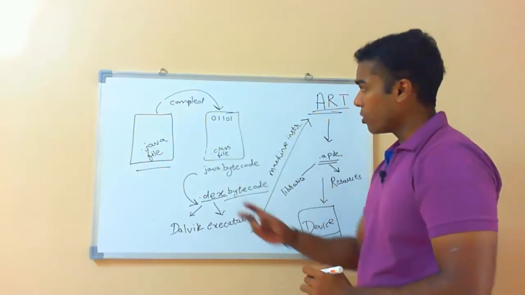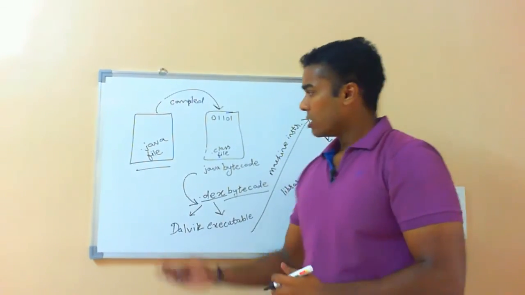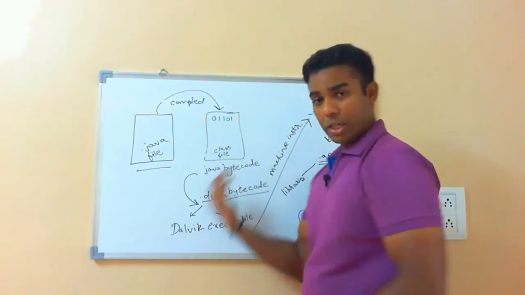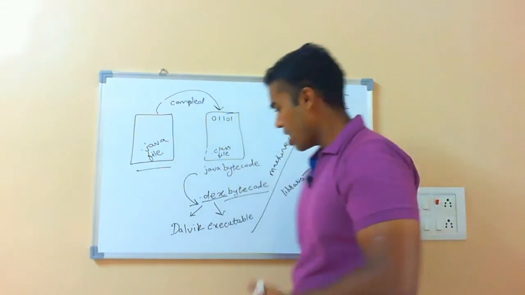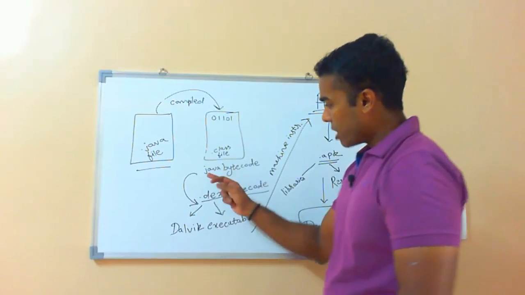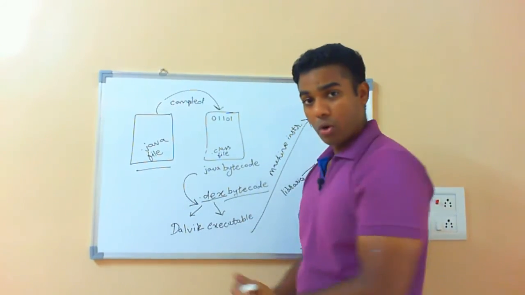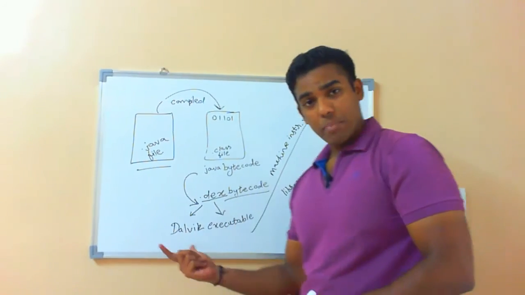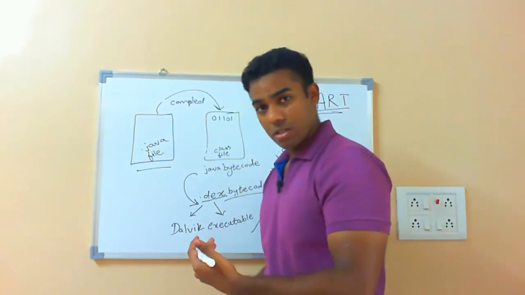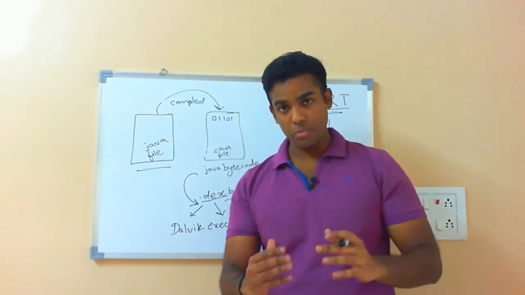So this is how your application is actually run. Your Java file gets compiled to bytecode in the format of zeros and ones, or simply .class files. Next, Java bytecode gets converted to dex bytecode, which is Android's own distinct bytecode. What is the use of this dex bytecode? It improves performance and consumes less memory space.